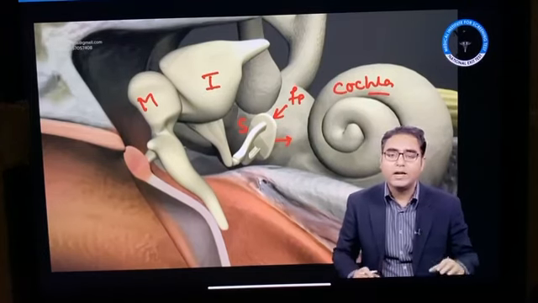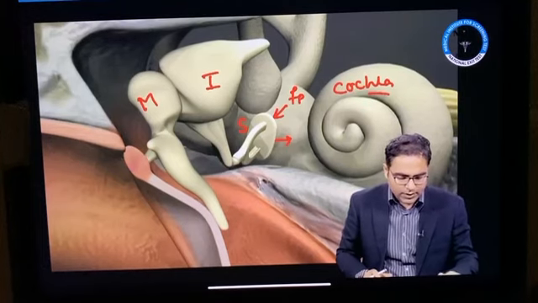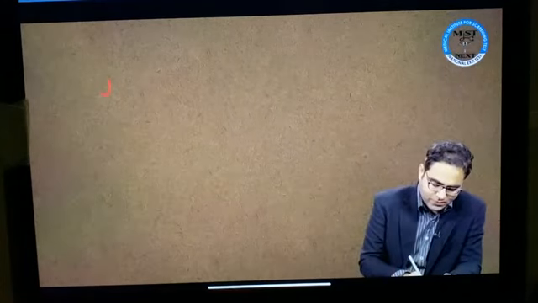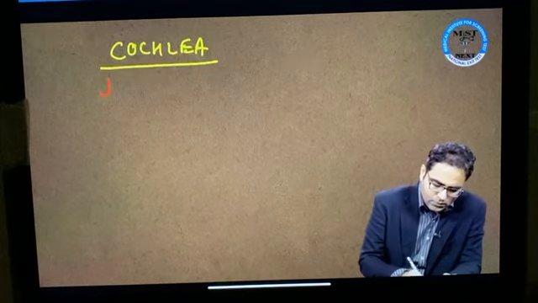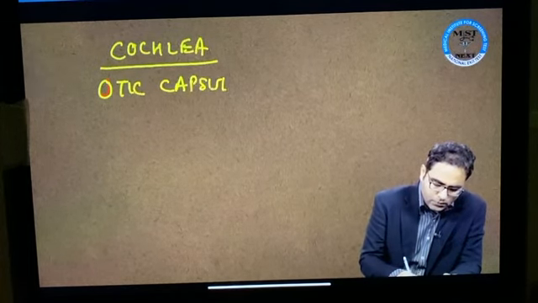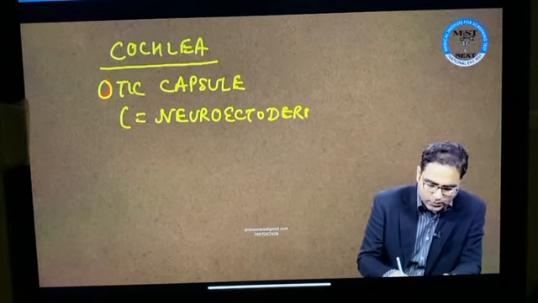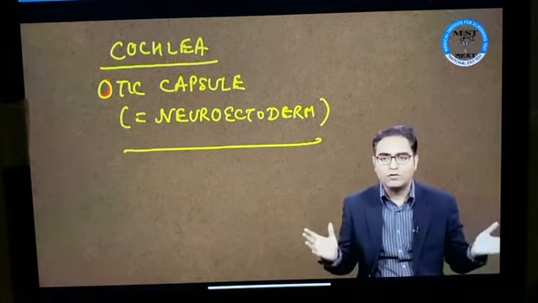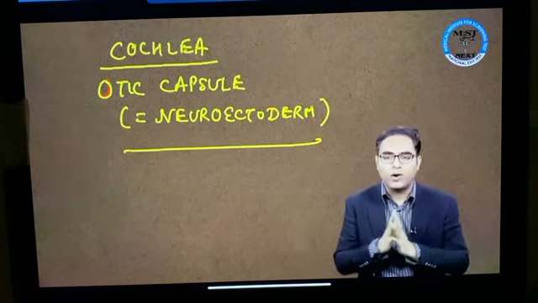Am I clear? Fine. Write down development of cochlea. Development of cochlea is from otic capsule, which is neuroectodermal. So now I'm clear that the footplate of stapes, being attached to the cochlea, shares the origin with the cochlea. Both of them originate from one thing called the otic capsule, which is nothing but neuroectodermal. Okay, am I clear?